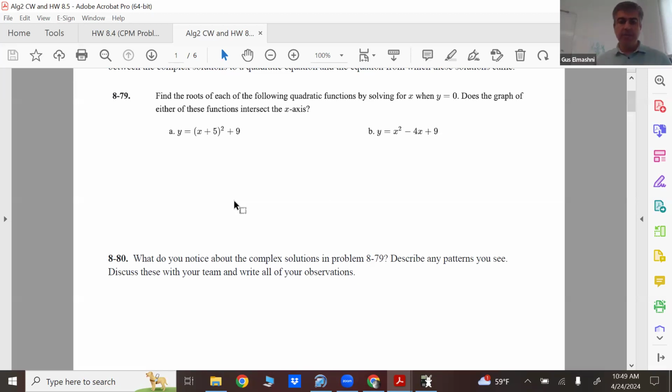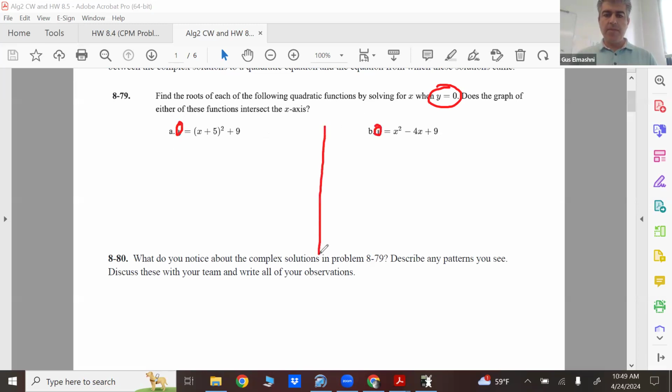All right. So we asked to find the roots. You want to set y equal to 0, right? So to do that, your goal is to solve for x, right? So I'll move the 9 over to this side. And then I'll square root both sides.